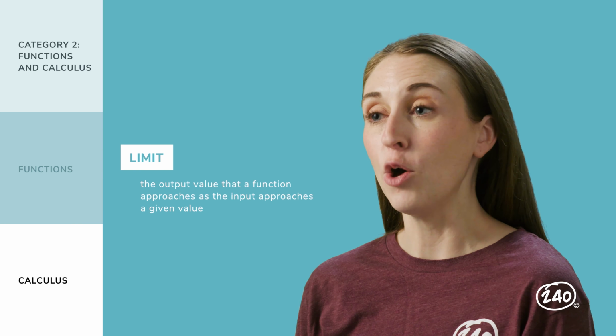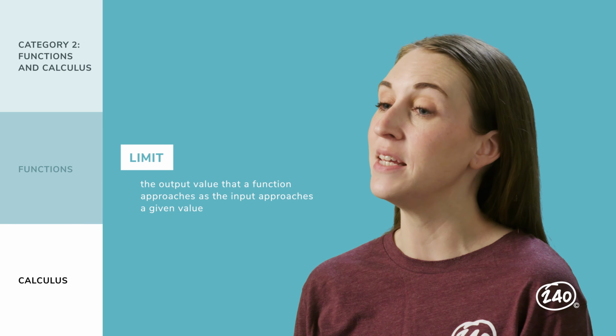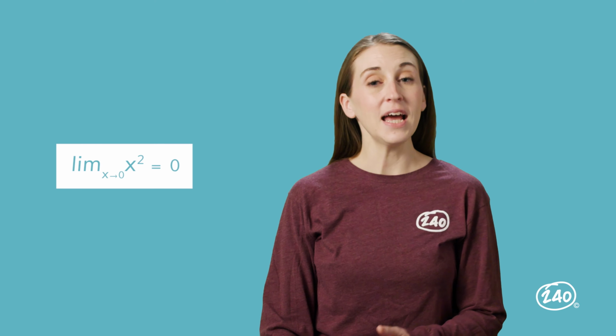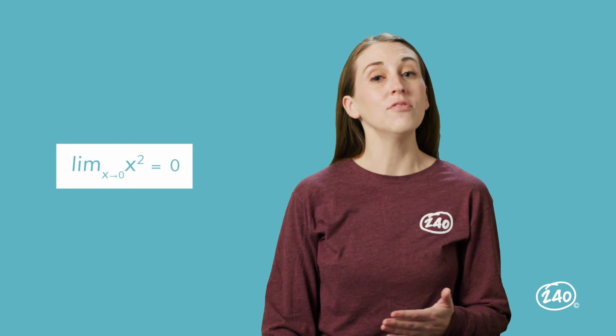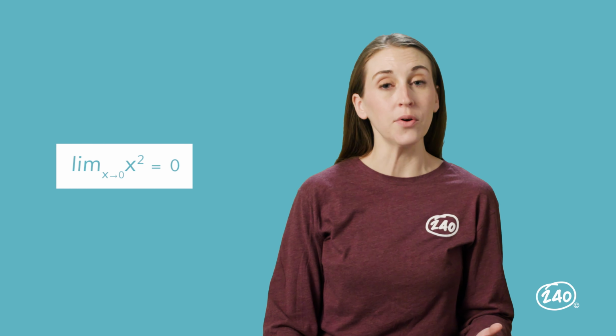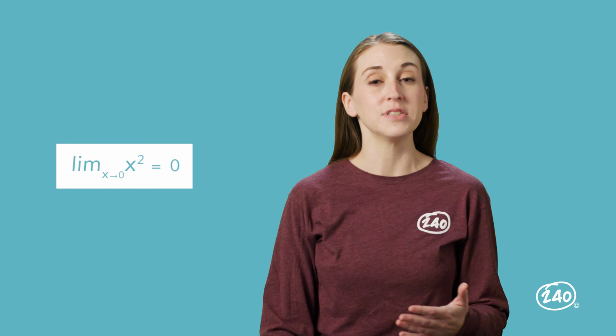A limit is the output value that a function approaches as the input approaches a given value. For example, the limit as x approaches 0 of x squared equals 0 means that as x approaches 0, the value of the function approaches 0. You'll need to know how to deal with all kinds of limits in lots of special circumstances. But for now, let's look at how to solve one using substitution.